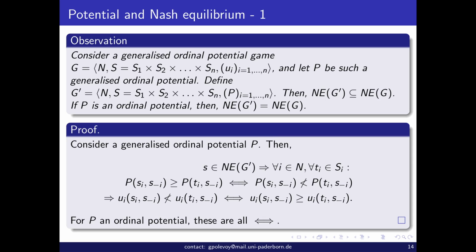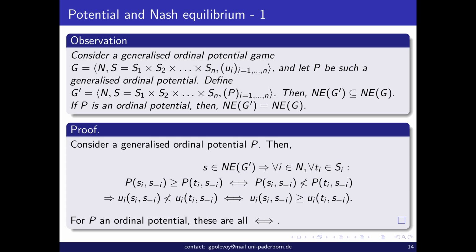Consider a generalized ordinal potential game as we defined in the strategic form, and let P, a function from S to the reals, be such a generalized ordinal potential. Among many, perhaps. Of course, among many, we can at least always change the function by adding a constant to all the function, but not only. In the case of generalized ordinal potential, not all.